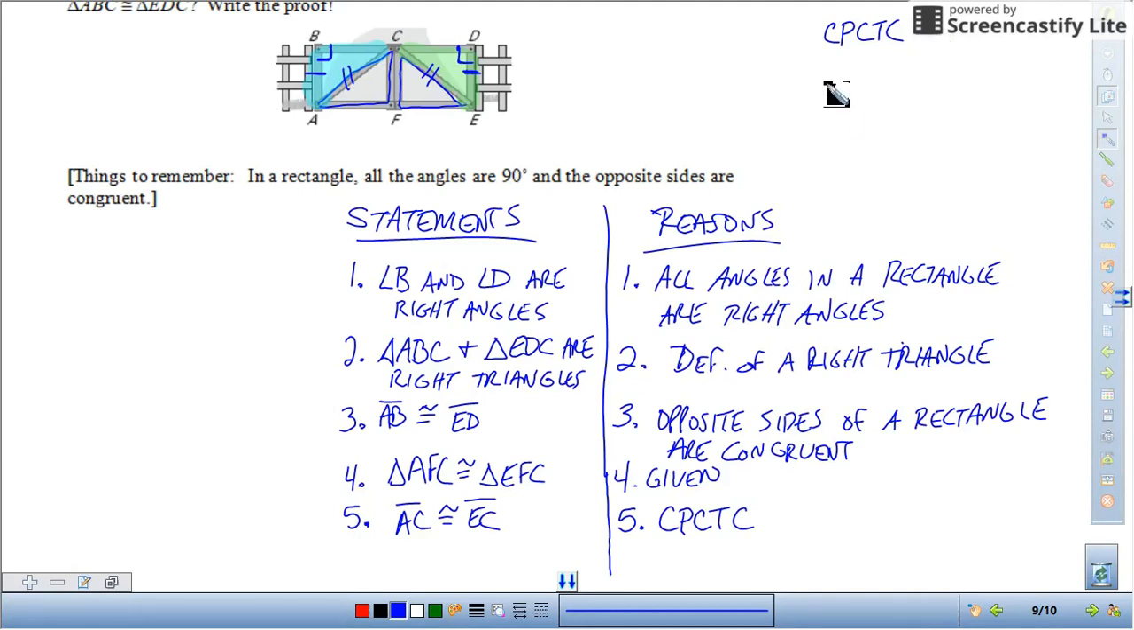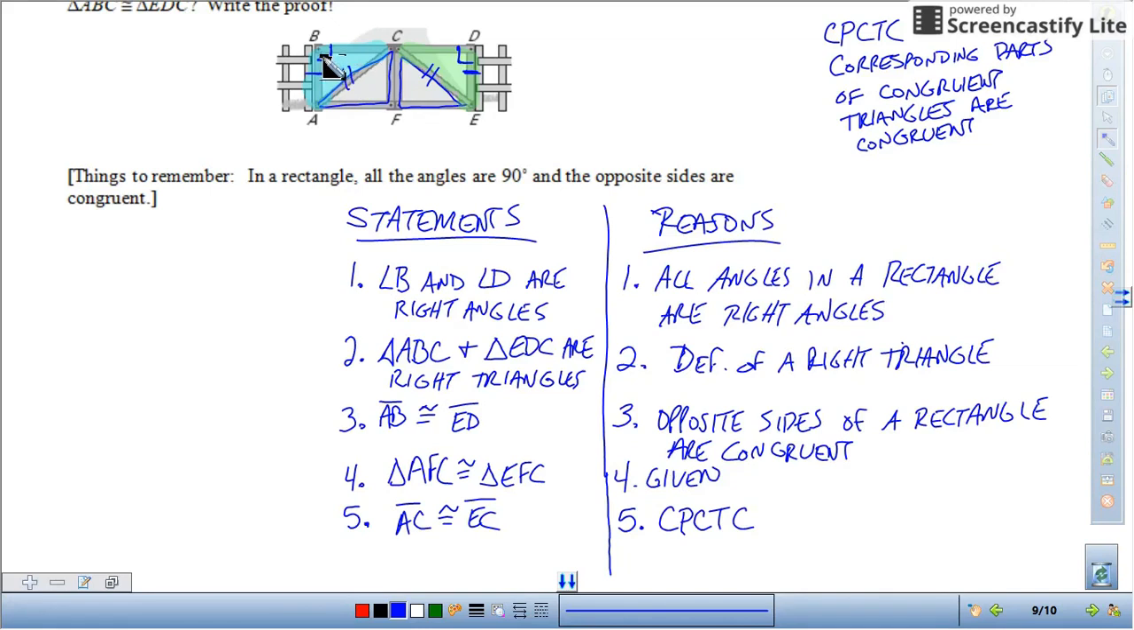I'm going to go ahead and write out what that actually stands for. CPCTC stands for corresponding parts of congruent triangles are congruent. So basically this allows us to say that if we know that these two triangles are congruent, all of the corresponding parts must also be congruent. So since these two triangles are congruent, we're then allowed to say that AC has to be congruent to EC.